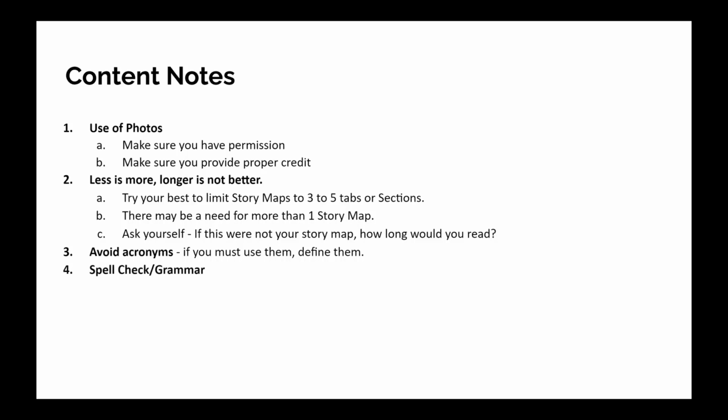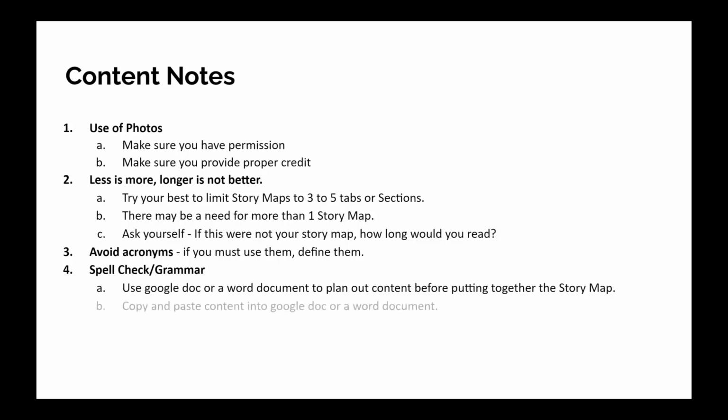When it comes to spell check and grammar, this is something that the folks who are reviewing the story maps are going to be looking at as well. I highly recommend either formulating your content beforehand, maybe in a Google Doc or a Word document, plan out your content, make sure you're getting the spell checking and the grammar right on that side, and then simply copy and paste it into the story map. Or if you want to do vice versa, copy and paste the content out of your story map into an avenue that can actually spell check, because unfortunately the story maps don't have the spell check features in there.